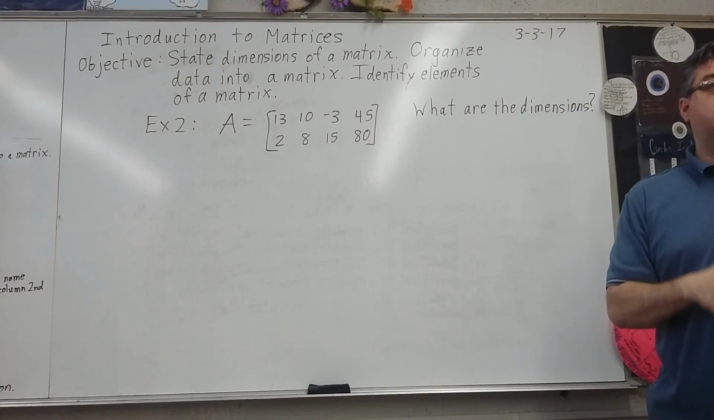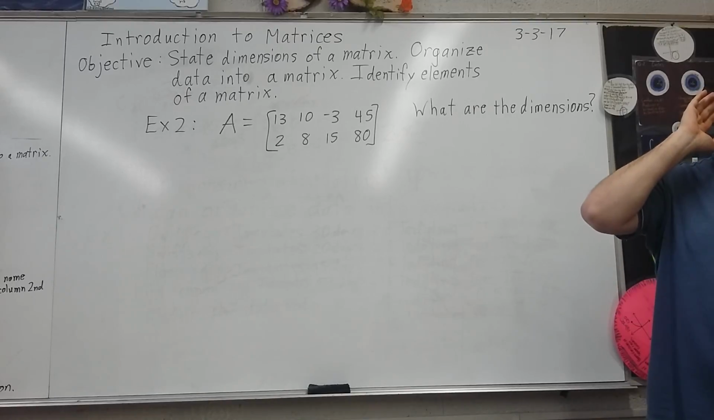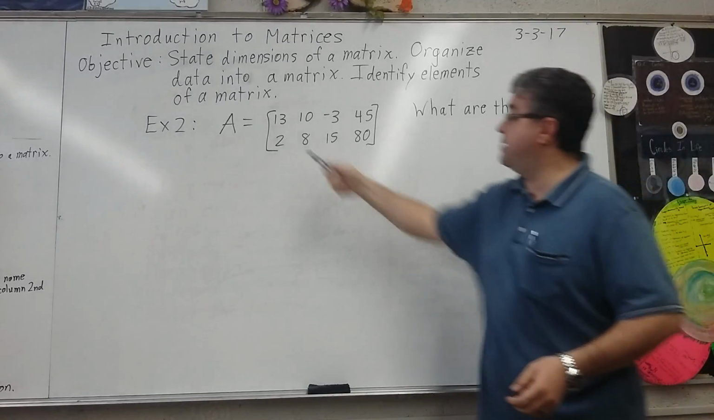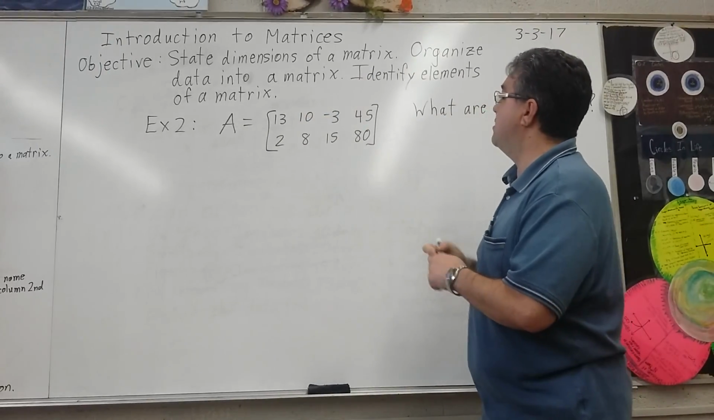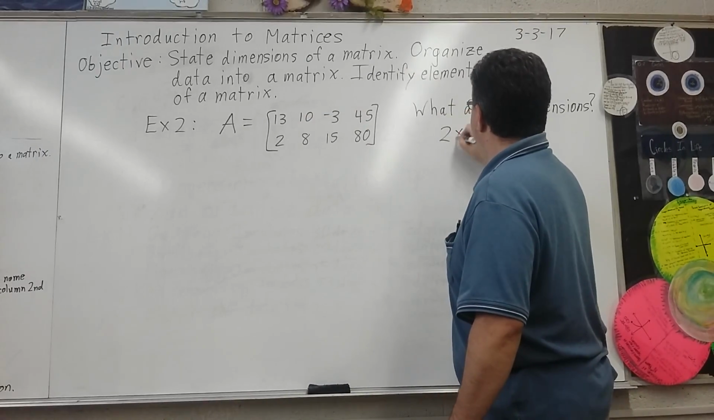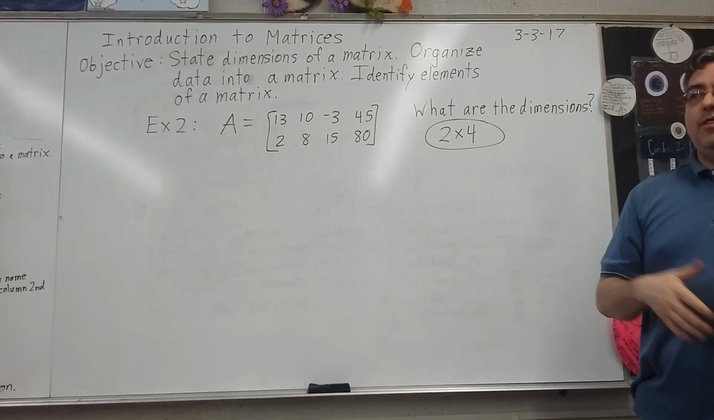What are the dimensions of this matrix? 2 by 4. Yes, absolutely. 2 rows, 1, 2, 3, 4 columns. So 2 by 4. That's it.